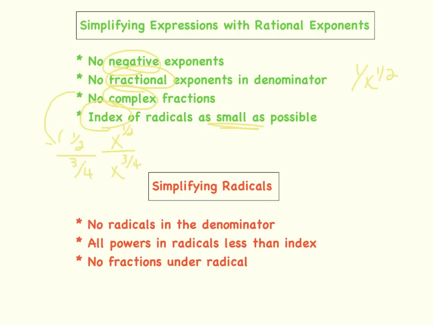Even though my last video covered simplifying radicals, I wanted to put this list here for you because this is just a good list, like a checklist, to help you make sure that you have totally simplified your radicals. First, there should be no radical in the denominator. Second, all powers in radicals should be less than the index. And the third thing, there should be no fractions under the radical sign. Let me quickly go over some examples of these.